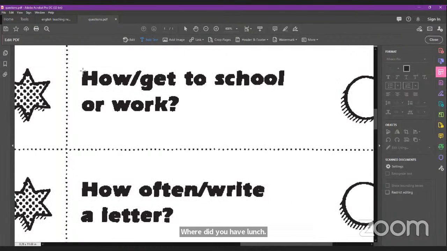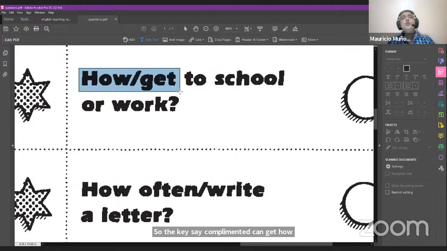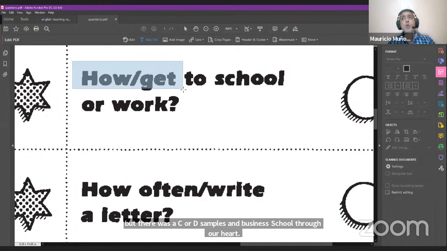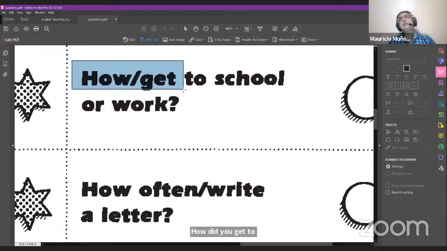¿Ok? Esta de aquí se complementa con get. How do you get? ¿Cómo llegas? How do you get? Aquí ya la mayoría, pues podemos decir, utilizamos en vez de school, trabajar. How do you get to work? ¿Cómo llegas a tu trabajo?